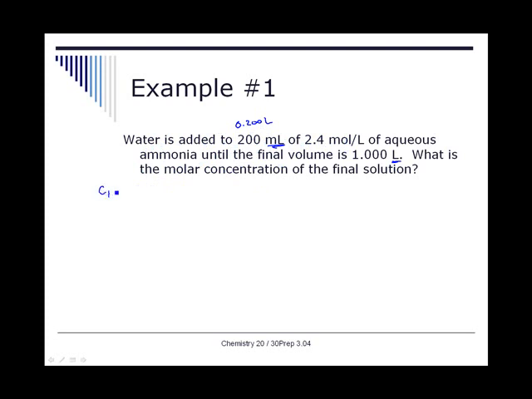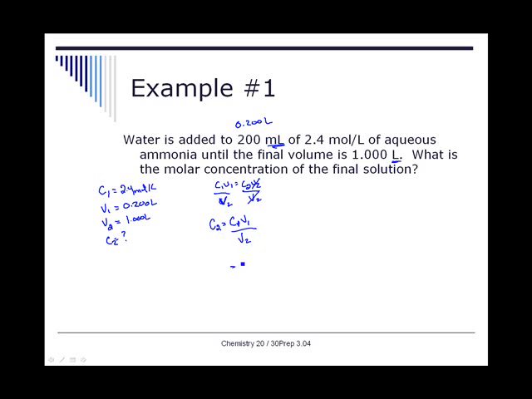We have the initial concentration, C1, which is 2.4 moles per liter. We have the initial volume, 0.200 liters. We also have the final volume, which I'm going to call V2. Sometimes it's called VF, whichever you prefer, and it's 1 liter. What we're looking for is our new concentration. C1V1 is equal to C2V2. We're looking for C2, so we're going to divide both sides by V2 to isolate our variable. On the right side, our volumes cancel, and we get C2 is equal to C1V1 over V2.